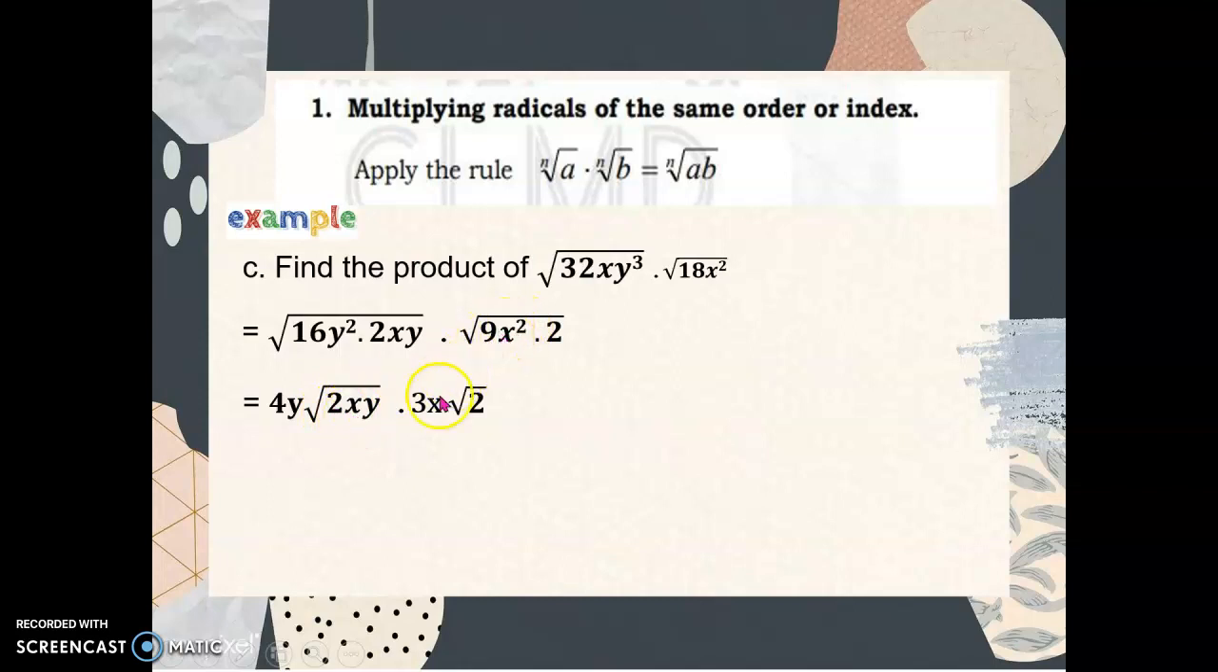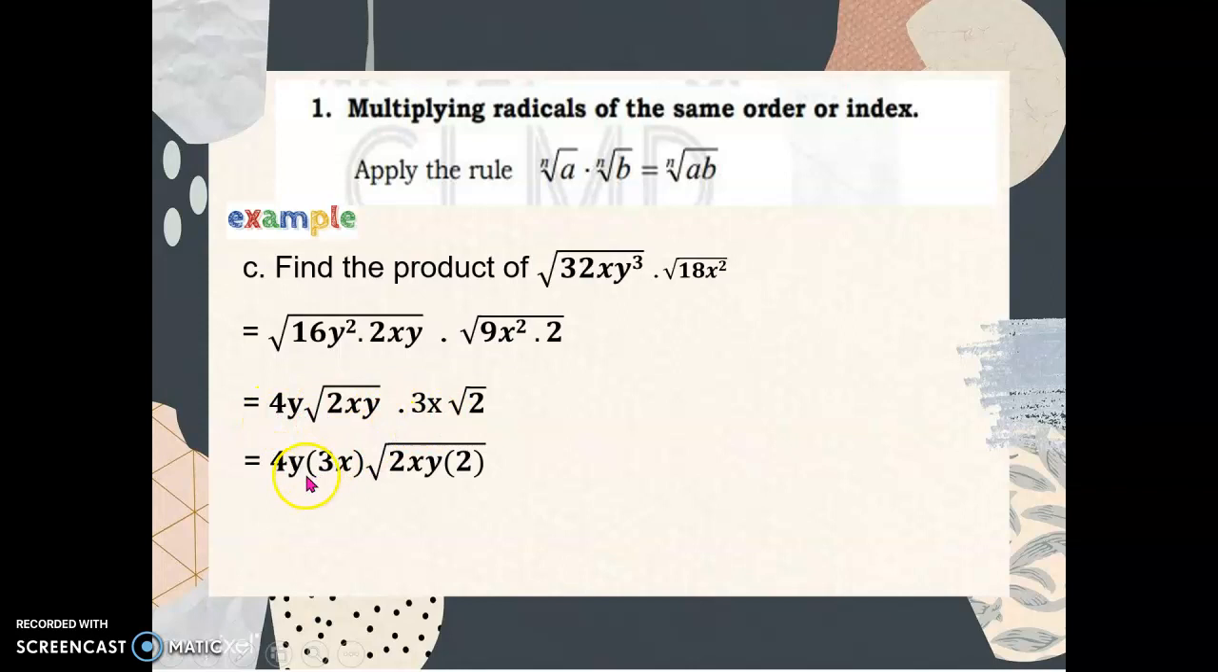And then, square root of 9 is 3. Square root of x square is x. Remaining term is 2. So, ang radicand natin dito sa first group is 2xy. Dito naman sa first term, and then the second term is square root of 2. Ayan, pwede na natin itong i-multiply, coefficient to coefficient, radicand to radicand.